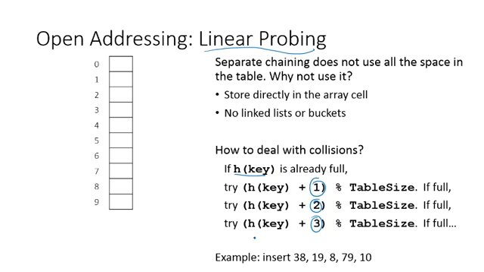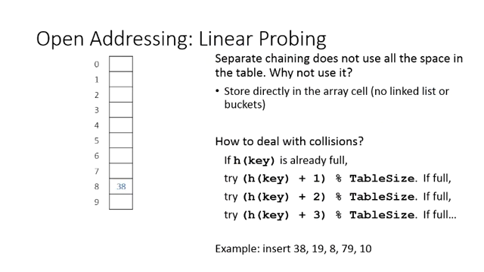Let us see the first element, 38. Initially my table is empty, so there is no collision. What will be h of 38? The simple hash function we'll be using here is the mod function only. We write 38 mod 10 plus the number of collisions, so it will be 8. We don't have any collision right now, so the 8th position is empty, and 38 will be stored there.